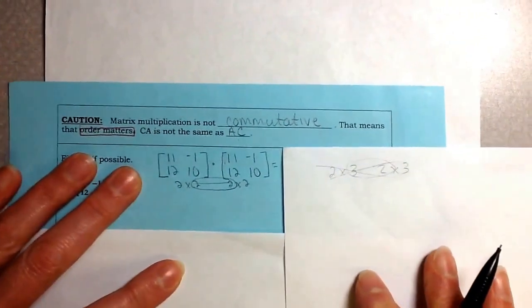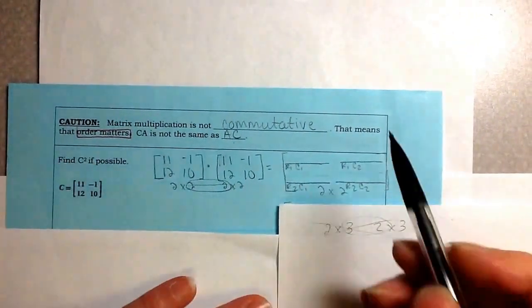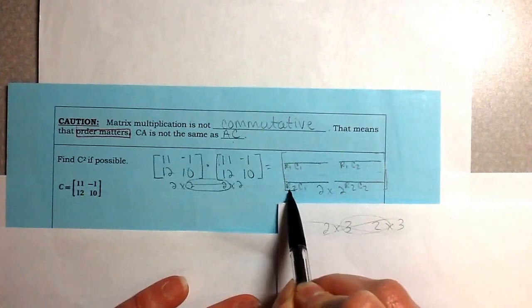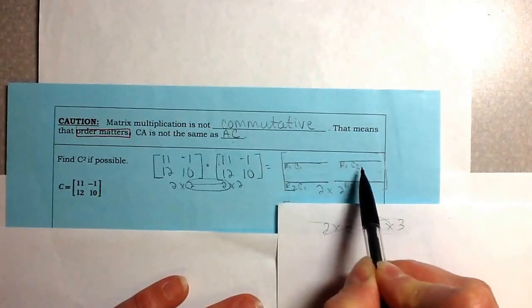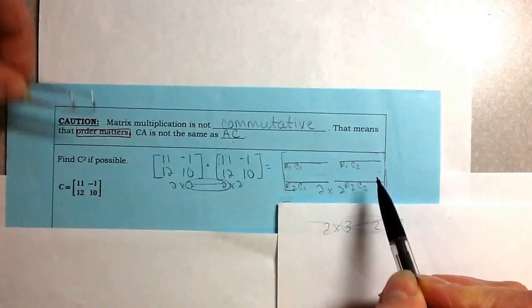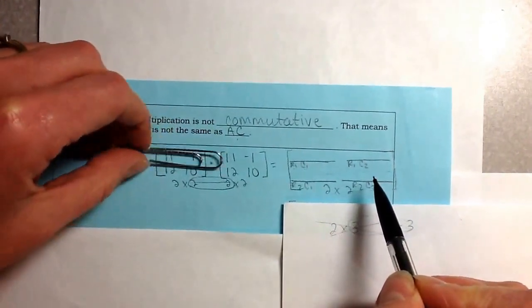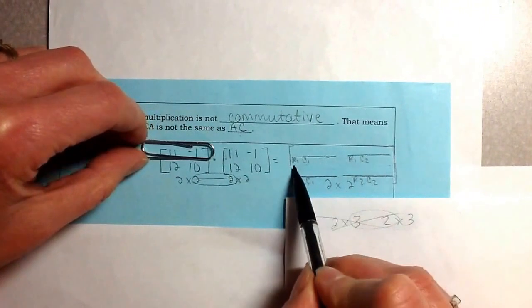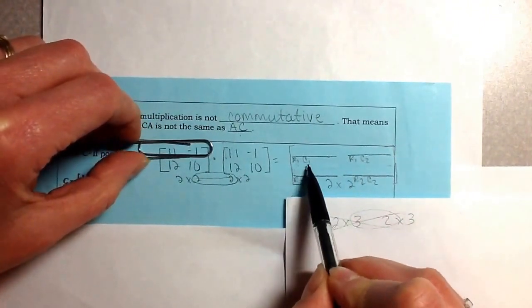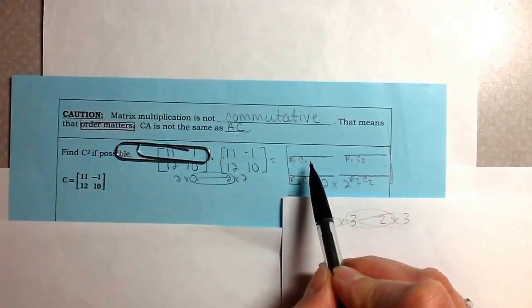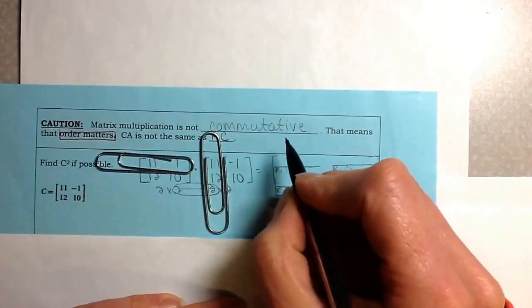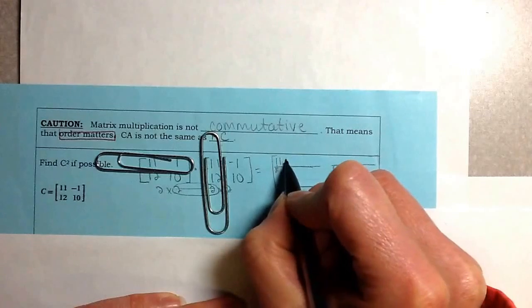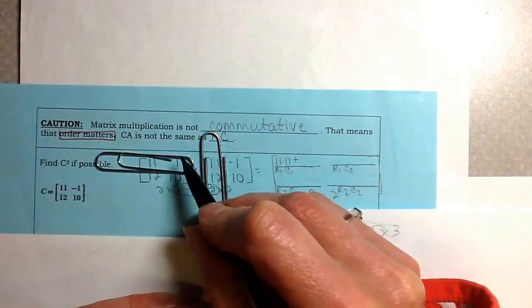All right, so let's write these out here. This is row 1, this is row 2. This is column 1, and column 2. All right, so I'm going to get my paper clips here, and that's going to show, if I want the number in row 1, column 1, I have to take row 1 from the first one, column 1 from the second one. So that means I'm going to take 11 times 11 plus 1 times 12.